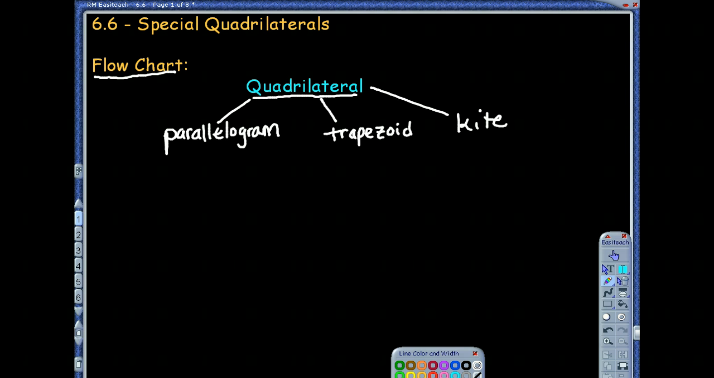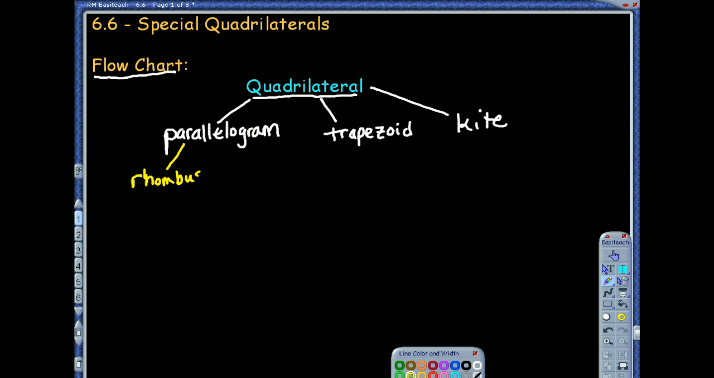Okay, so let's go more specific. Maybe branch off of the parallelogram. Within parallelograms, we talked about we could have rhombuses. What else? Rectangles and squares. We want to start more broad. Now I remember, a square was really both a rectangle and a rhombus. So let's go with rectangles and rhombuses as branches off of parallelograms.